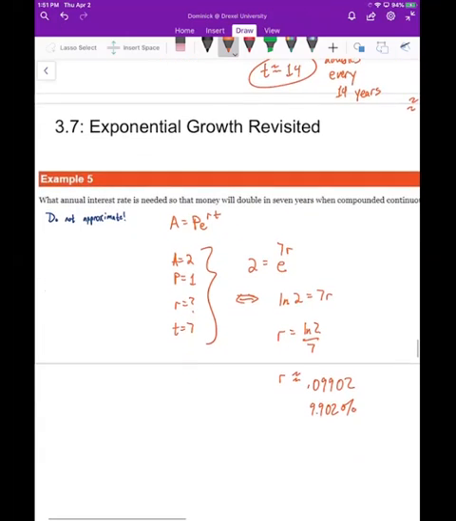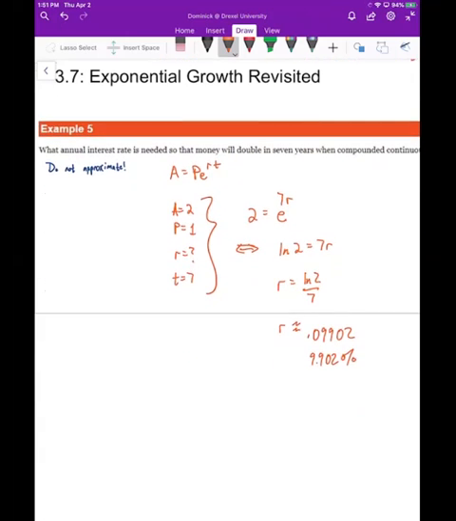All right. Now, what does our approximating formula tell us? Well, the approximating formula says that r is roughly equal to 70 divided by T. And in this case, T is 7. So you get that this is 10, right? So here, the approximation is not bad. The approximation tells you need a 10% interest rate, while the actual interest rate is 9.9%. So pretty close.